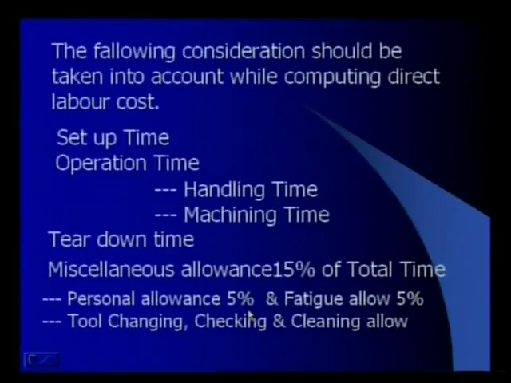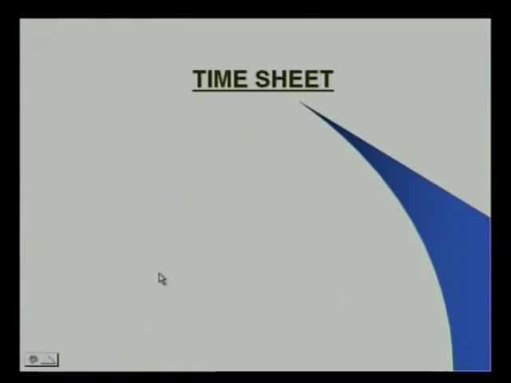These include natural calls while doing manufacturing, as well as taking drinking water or tea, etc., which counts as 5% of the total time. Next, fatigue allowance. By continuously working, you will be tired, so you will be allowed around 5% of that total manufacturing cost. Next, tool changing and checking, etc. After all these things, we can show them in the form of a timesheet.